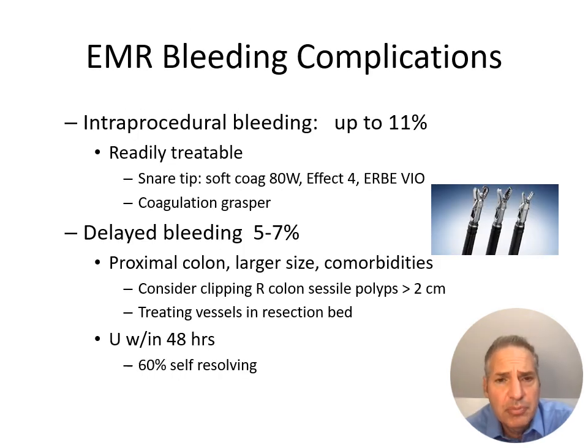Bleeding during EMR resection is fairly common. This is often readily treatable with the snare tip soft coagulation. Larger vessels can be treated with the coag grasper, which is essentially a hot biopsy forceps with this smooth jaw so you don't rip the vessel after grasping it.